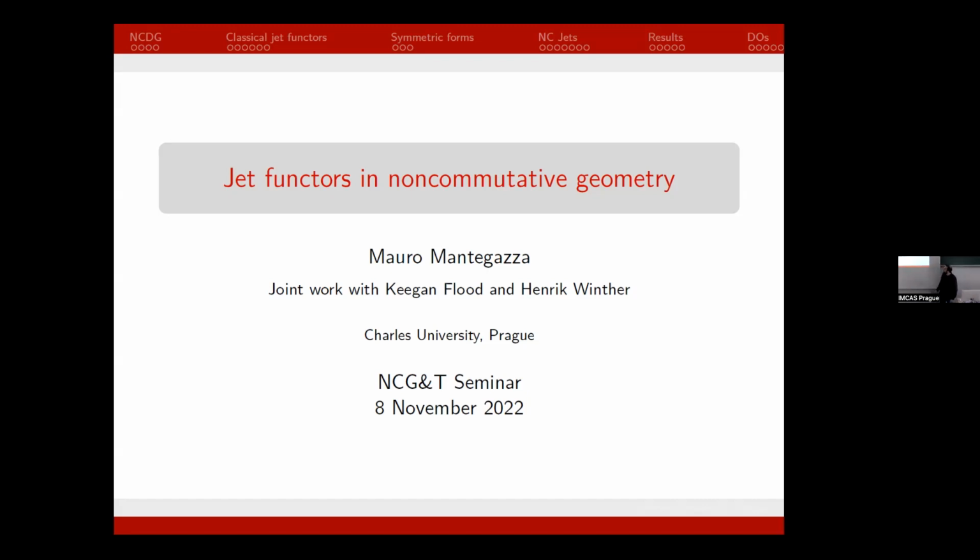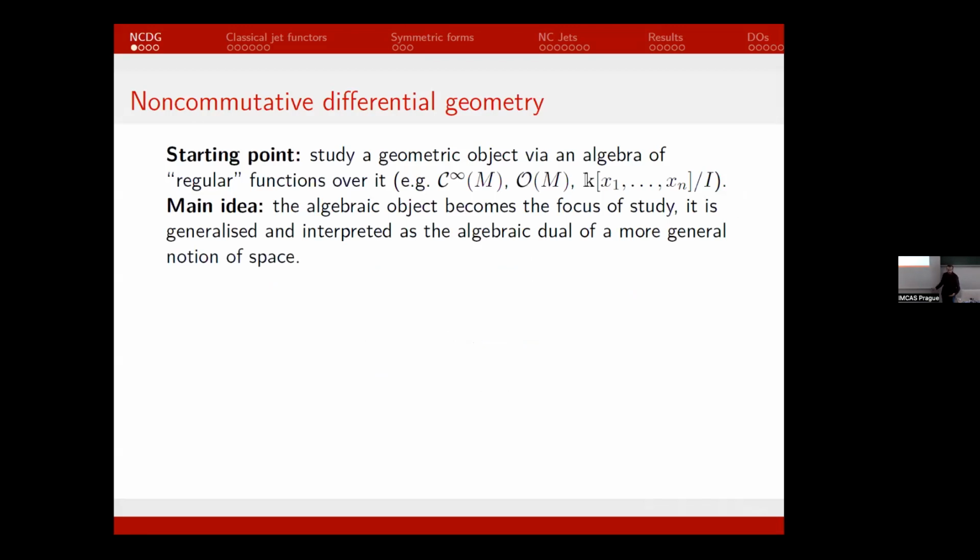And I will start by explaining every single word of the title. Let's start from non-commutative geometry. What do we mean by this? The starting point of non-commutative geometry, as often happens in geometry, is the translation between geometry and algebra.